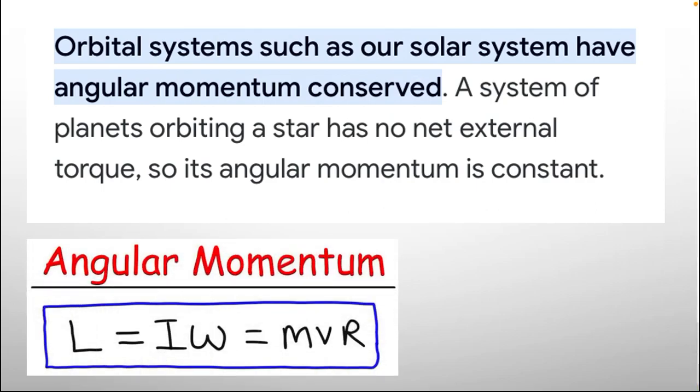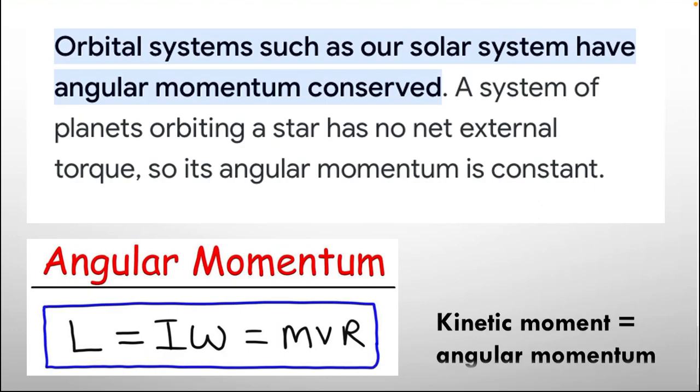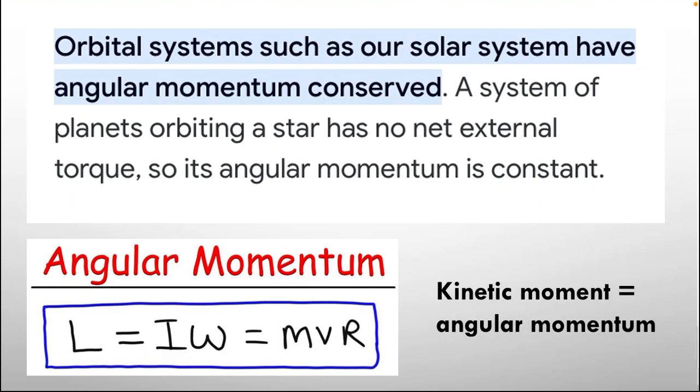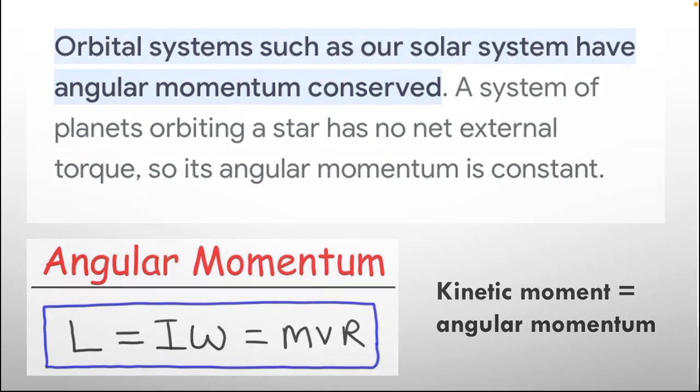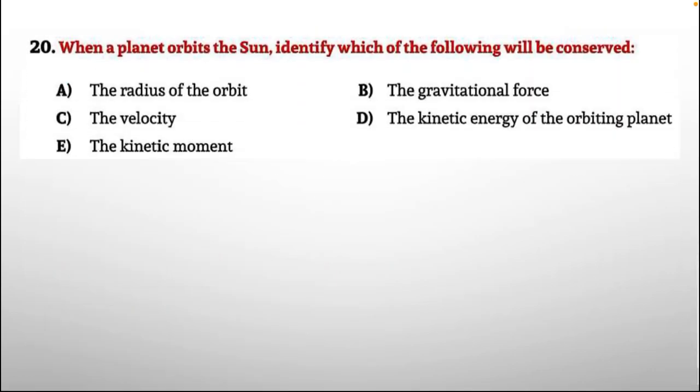Angular momentum formula equals I omega. I is inertia. Inertia is equal to mass into velocity and R. Kinetic moment is equal to angular momentum. So according to that, option number E, kinetic moment, is the correct option.